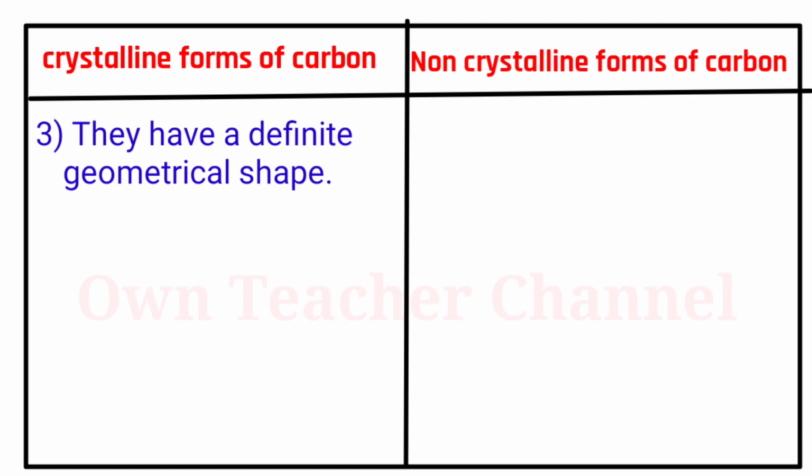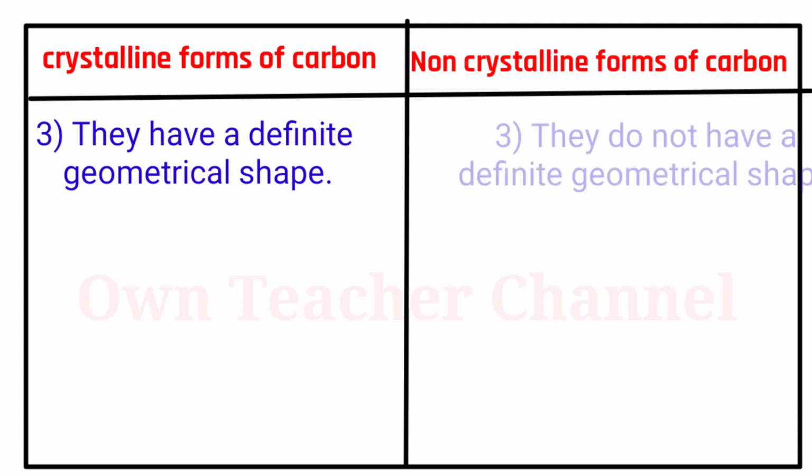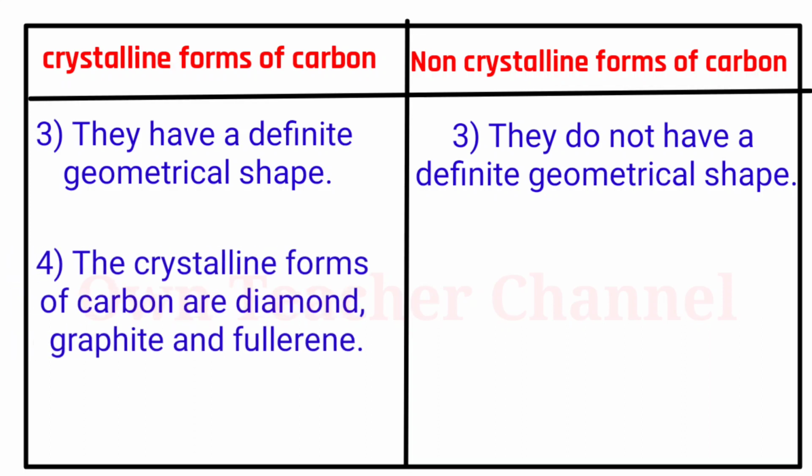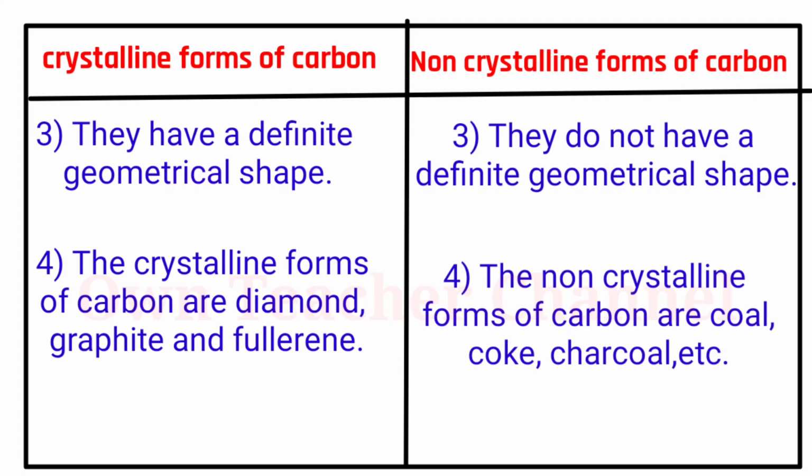Crystalline forms have a definite geometrical shape. Non-crystalline forms do not have a definite geometrical shape. The crystalline forms of carbon are diamond, graphite, and fullerene. The non-crystalline forms of carbon are coal, coke, charcoal, etc.